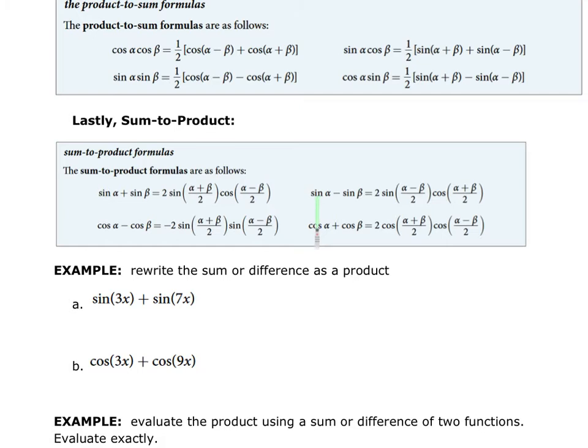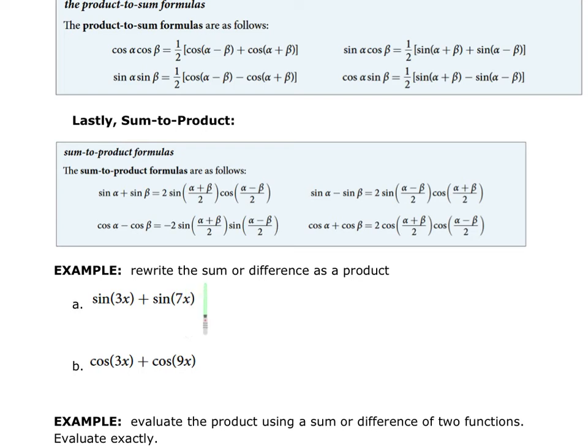If I have two sines with different angles and I am subtracting, I can write it as a product of sine and cosine, in which the sine I subtract the angles and divide by 2, and the cosine I add the angles, divide by 2. And lastly, I have two cosines with a sum between them. I can write it as the cosine with a cosine, adding the two angles divided by 2 and subtracting the two angles divided by 2, and of course I have the 2 out front as a multiplier.